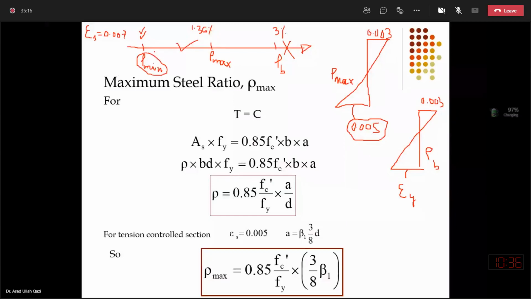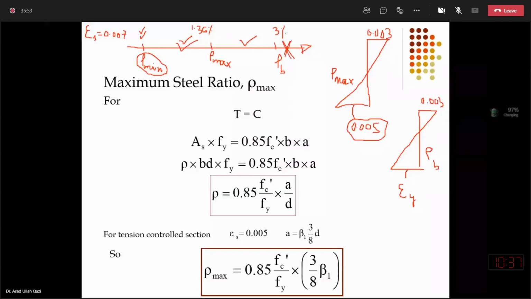However, if rho comes out to be greater than rho max but less than rho balanced, we will be in the transition domain. Still, it is under reinforced but less preferred, because phi will get a value less than 0.9, so ductility will also be less as compared to this domain. So this is the ideal domain. And this is undesirable, above rho balanced.